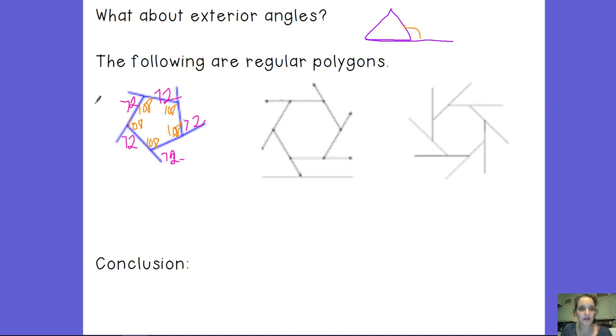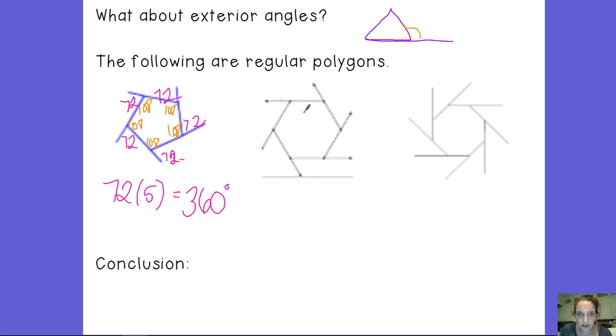So that's an important concept. If your polygon's regular, not only are all of its interior angles going to be congruent, but all of its exterior angles are also going to be congruent. If all 5 of those angles are 72, and I add them all up, I have 72 degrees for each angle, and I have 5 of those exterior angles. They add up to 360.